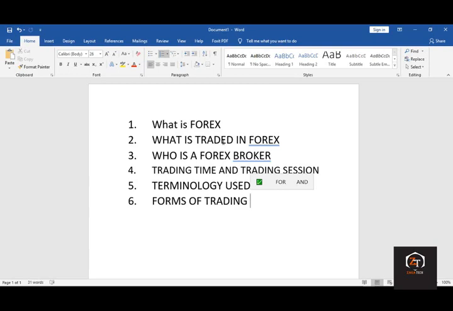When you talk about terminology, you as an engineer have your own terminology. A doctor has their own terminology. Forex trading has its own terminology. Now, the sixth one is forms of trading. You need to understand what we mean by forms of trading.